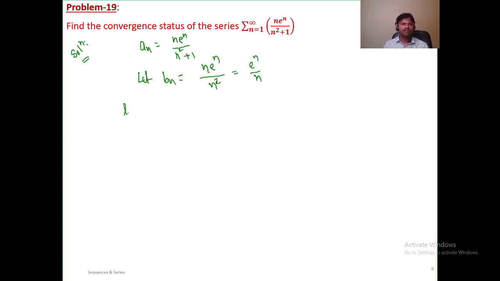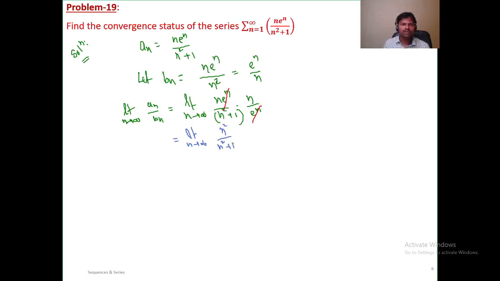Then find the limit of the ratio, limit n tends to infinity, an by bn. What will you get? Limit n tends to infinity, an is n into e power n upon n square plus 1, into bn, which is n upon e power n, that will be the reciprocal. So e power n cancelled out. So finally what will you get? Limit n becomes large, numerator n square divided by n square plus 1.